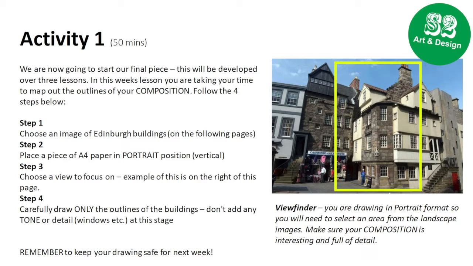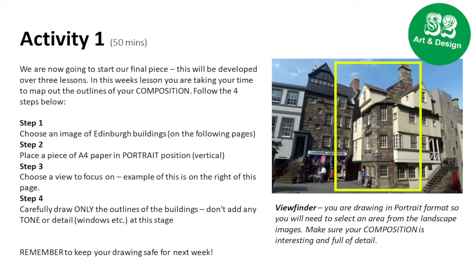Step 4, in this lesson, I want you to carefully draw only the outlines of the buildings. So this is our final piece. We're going to take it stage by stage, and I want your work to be the highest quality. So I'm only looking for the outlines of the buildings. Don't add any tone and don't add any detail. We don't even need any windows at this stage. It is just the outlines, but I want you to get it really perfect and really spot on. Finally, remember to keep your drawing safe for next week's lesson.